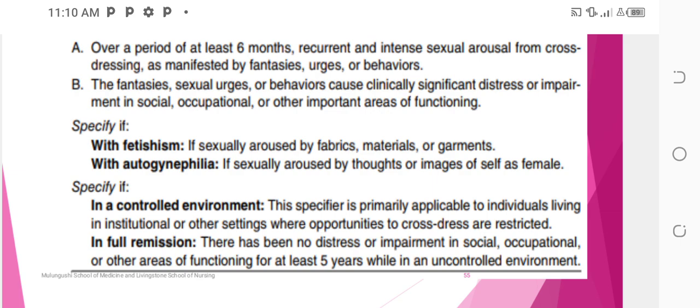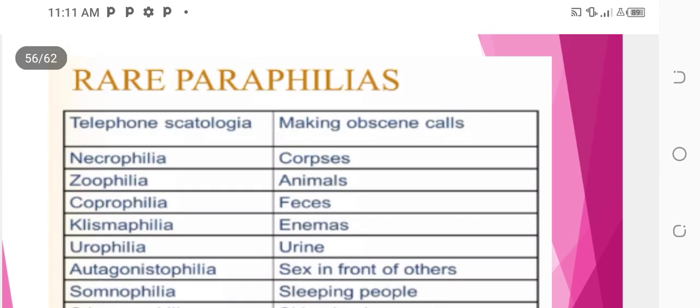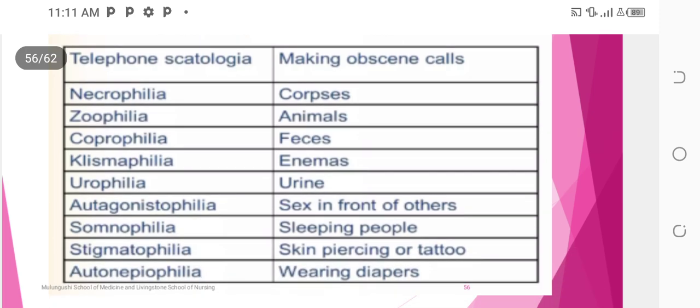Some rare paraphilias are necrophilia, where a person is obsessed with or has intercourse with corpses or masturbates next to corpses. So for them, they are aroused by being near corpses or dead people. Zoophilia is the disorder directed towards animals, where they have sex with animals. With zoophilia, we can have bestiality, where they indulge in sexual activity with animals. Coprophilia is for feces. Urophilia is for urine.